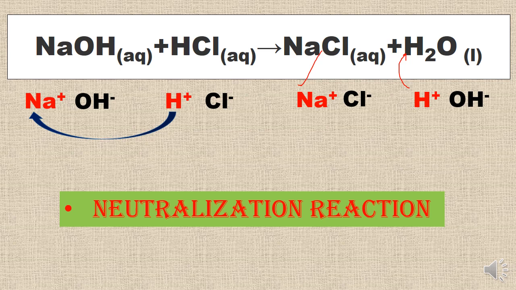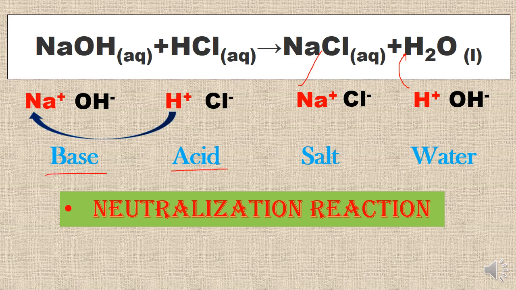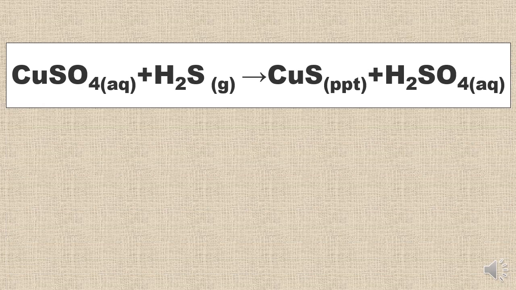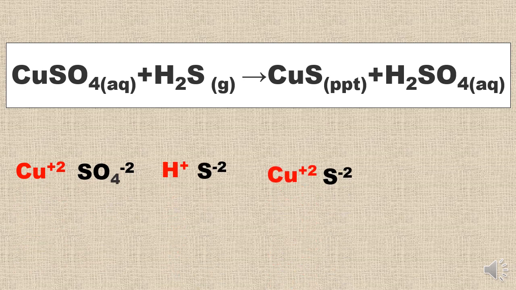Such types of reactions are also called neutralization reaction. Why? Because here, as we can see, the base, which is sodium hydroxide, is neutralized by the acid, which is hydrochloric acid, to form salt and water. This is the other type of double displacement reaction. Here, copper and hydrogen ions are exchanged to form copper sulfide, which will form the black precipitate along with the formation of sulfuric acid.